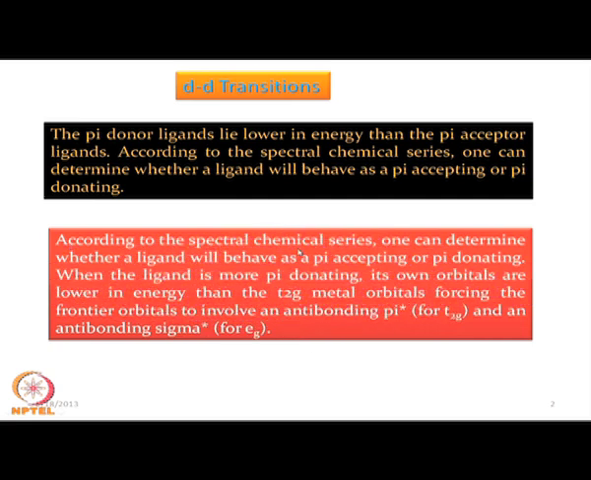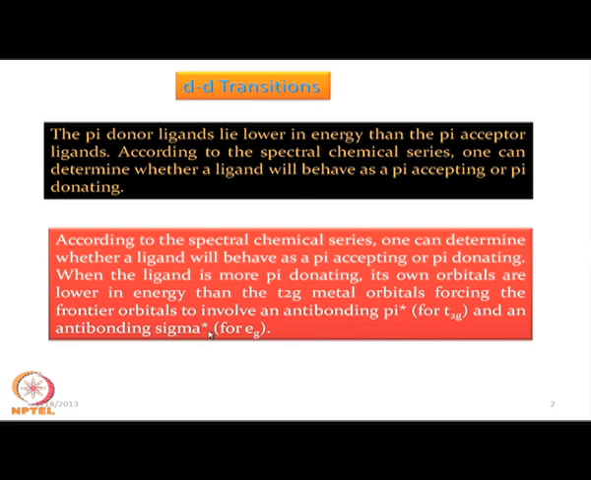So, using this spectrochemical series, one can determine whether the ligand will be pi accepting or pi donating. When the ligand is more pi donating, its own orbitals are lower in energy than the T2G metal orbitals. So, the ligand will have one orbital which is pi donating, lower lying compared to the T2G metal orbital, forcing the frontier orbitals to involve an antibonding pi star and an antibonding sigma star level.